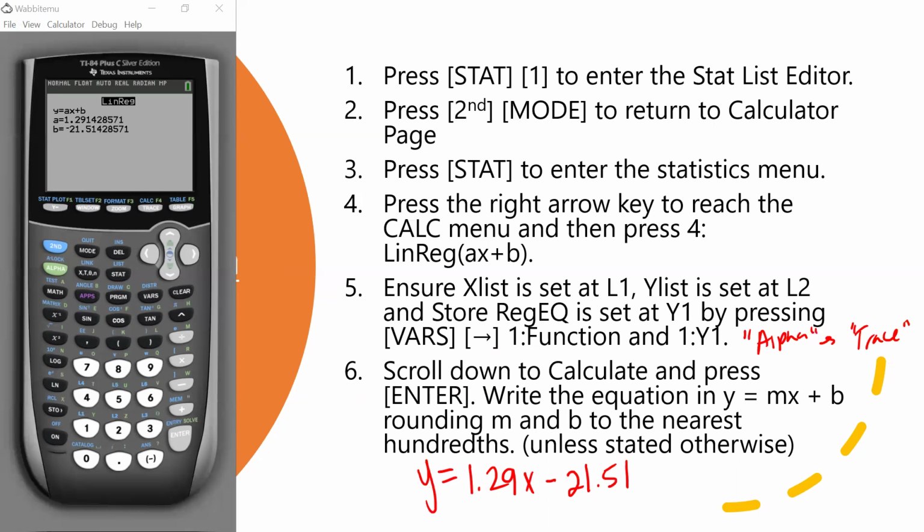Yes? Okay. Why we store it is so that when you go to graph, guess what? If you store it and you go to graph, it's going to show you and map out that line for you automatically. And you're like, oh, that is a pretty good model. Look at me, I'm a genius. And that is how you do it in the calculator.